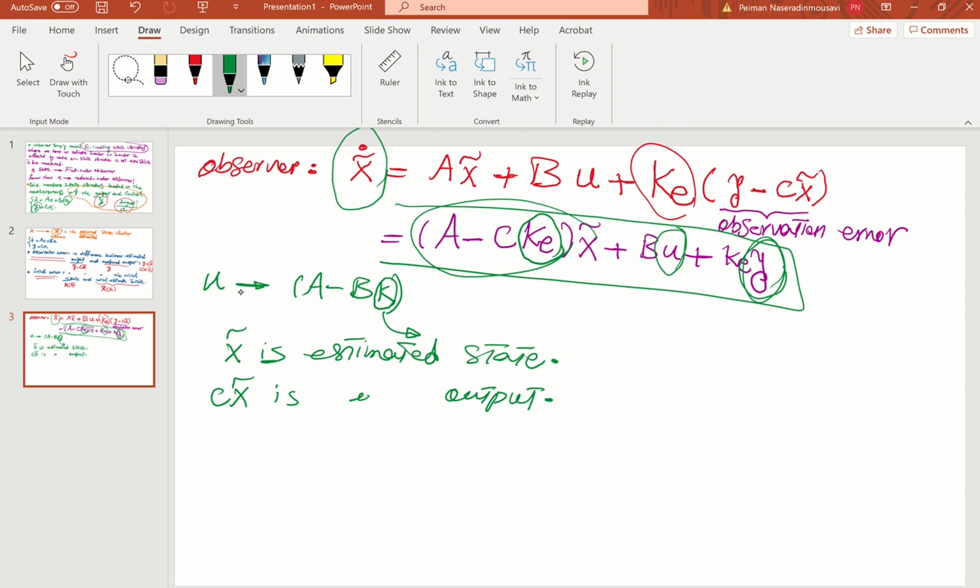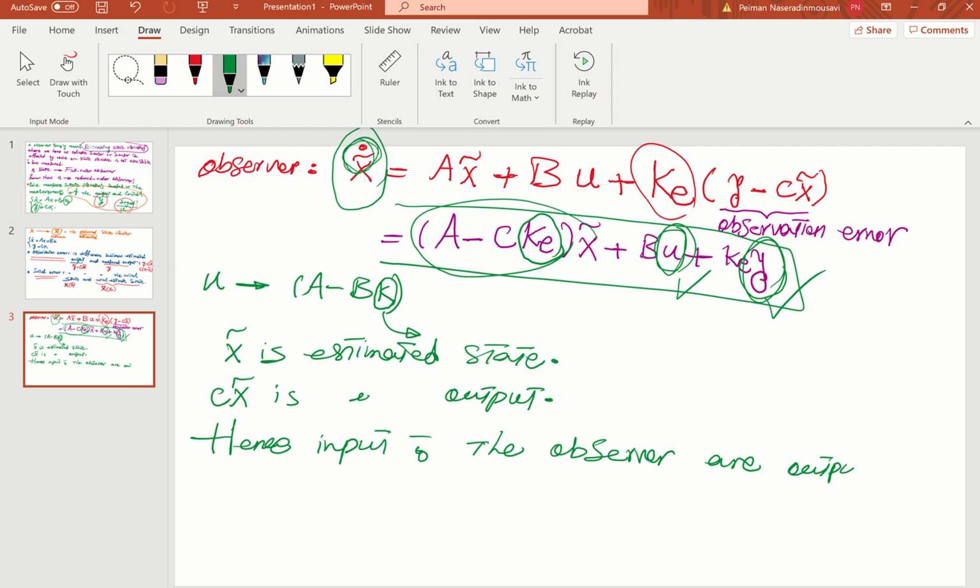So for estimation, the input to the system is what? Output and the control signal. So hence, the input to the observer are the measured output y, and the control input that we designed together in previous classes, u.